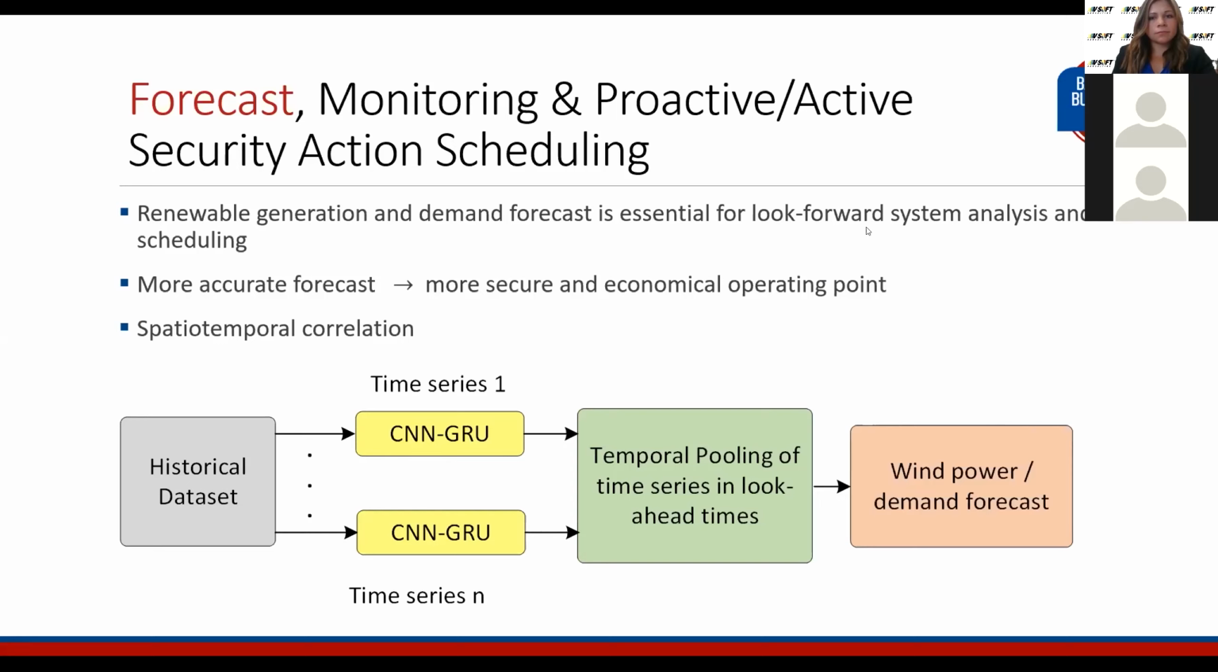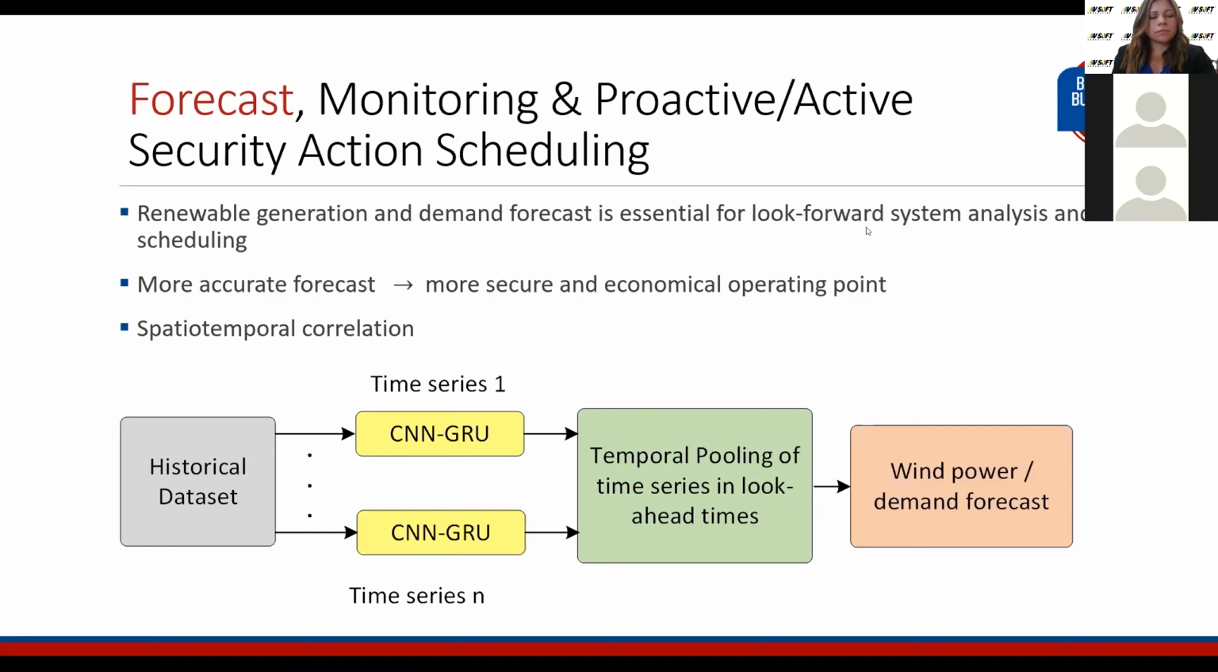Demand is not that difficult to predict, but renewable generation is very challenging to predict, particularly for long time periods, like 1 week, 2 weeks, 3 weeks. It is a bit challenging to predict power produced by wind and solar. Machine learning is a potential solution for renewable generation prediction and demand forecast. So it can help us to have more accurate forecast. And a more accurate forecast means a more secure and economical operating point.